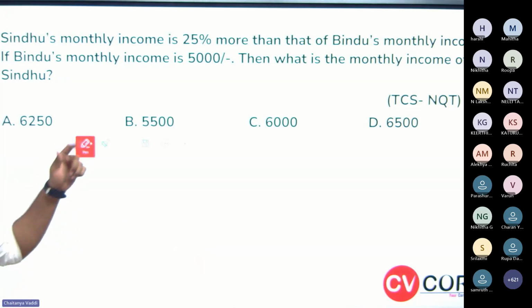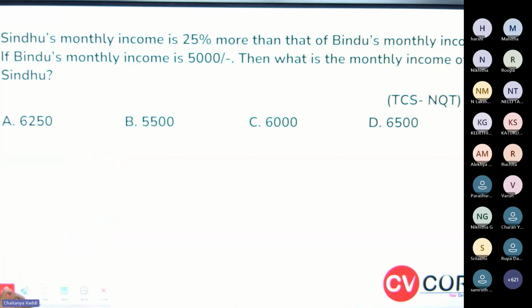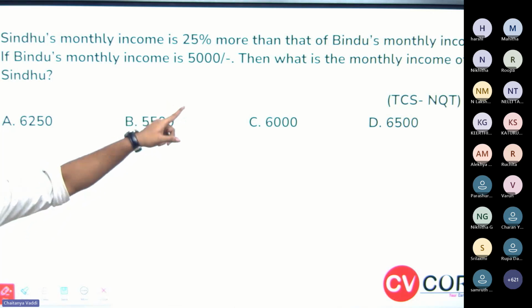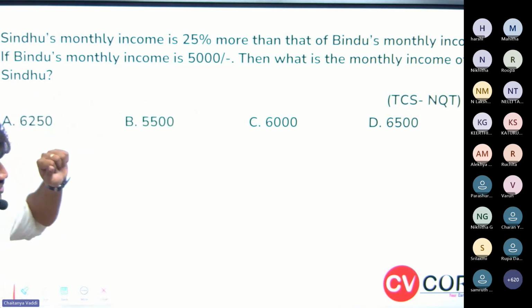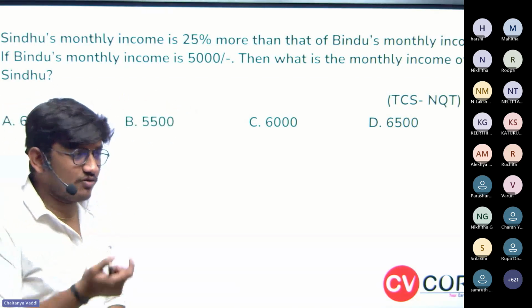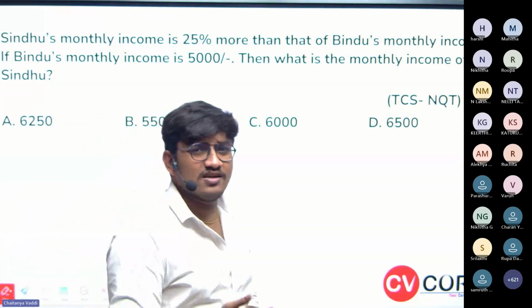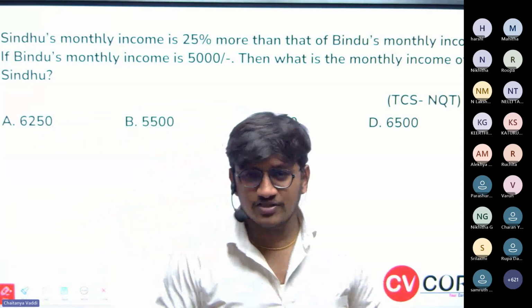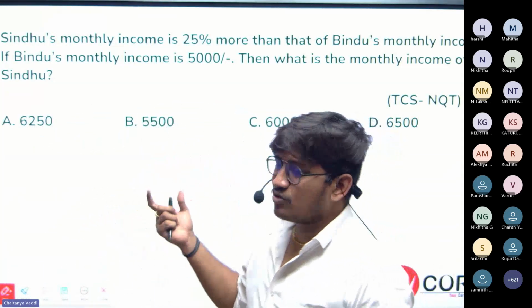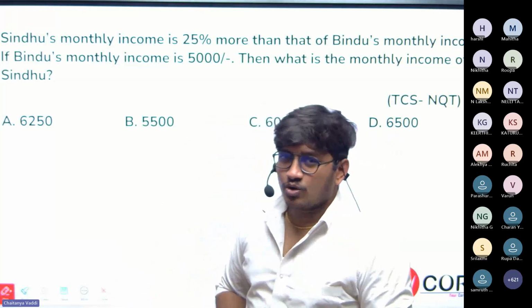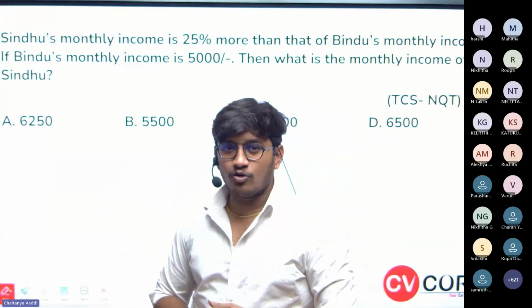Sindhu's monthly income is 25% more than Bindu's monthly income. If Bindu's monthly income is 5,000, then what is the monthly income of Sindhu? Now here they have given a condition. I can say that this is an easy-level question. This is not medium or difficult. We can consider this question as easy level, which was asked in last year's foundation section.